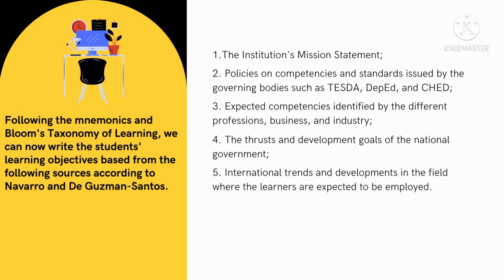The next one is policies on competencies and standards issued by the governing bodies such as TESDA, DepEd, and CHED. The third one is expected competencies identified by the different professional, business, and industry. Fourth one is the trust and development goals of the national government. And lastly, international trends and development where the learners are expected to be employed. This outcome will help students become globally competent and prepare them to the challenges brought by the 21st century.